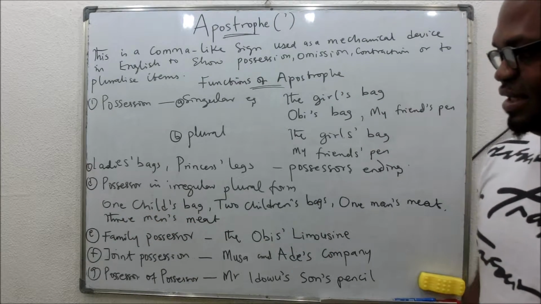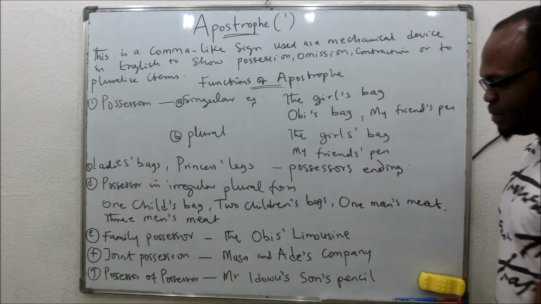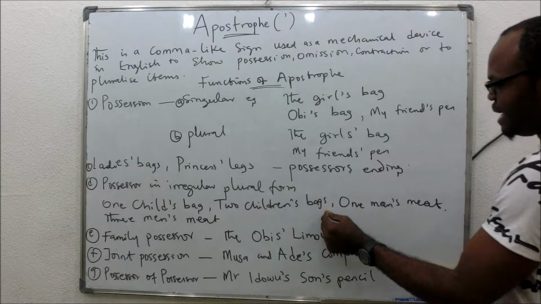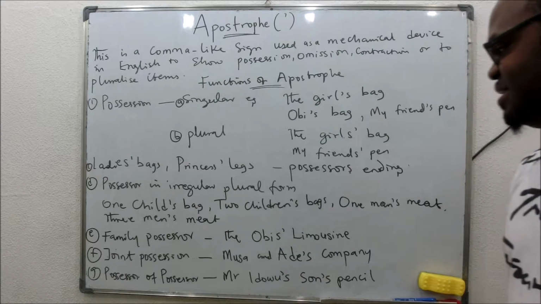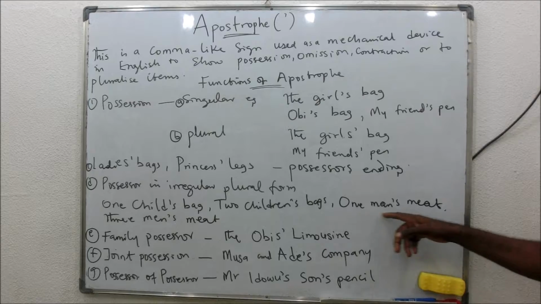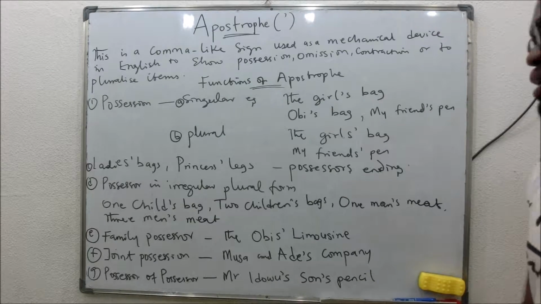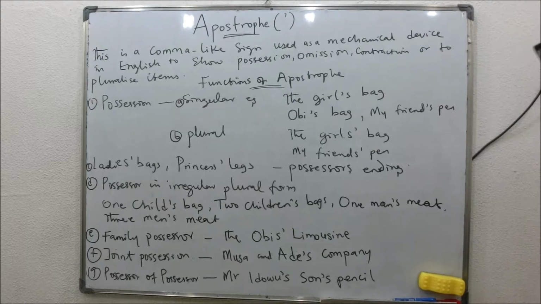Now let's look at possessor in irregular plural form, like one child's bag. You understand? This bag is for one child, and this is how you get about this. Two children's bags. Ordinarily, you wouldn't have children's, but for position, this is how you get around it. One man's meat is another man's poison. You know that. Three men's meat. That's how you get about this.